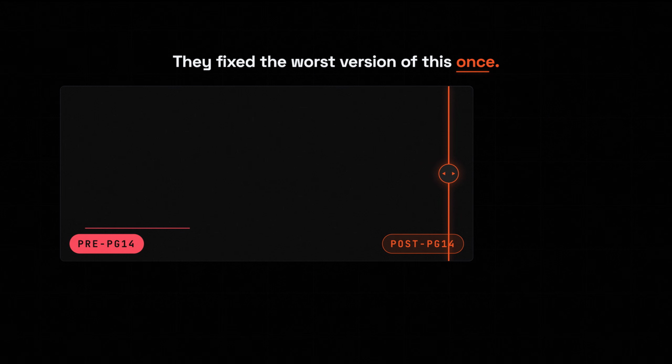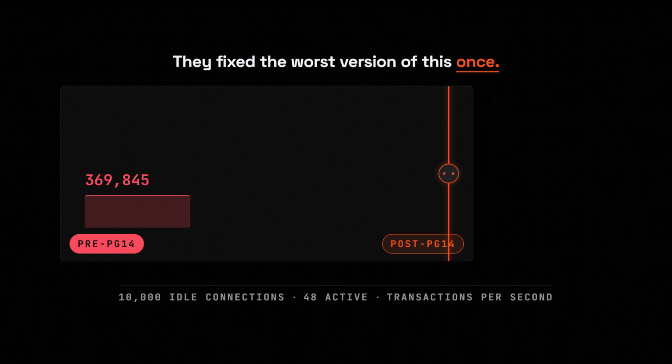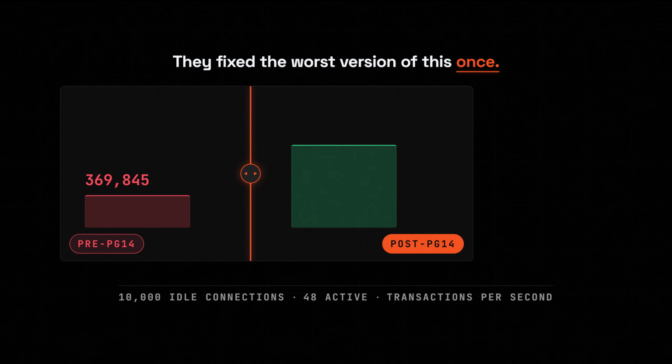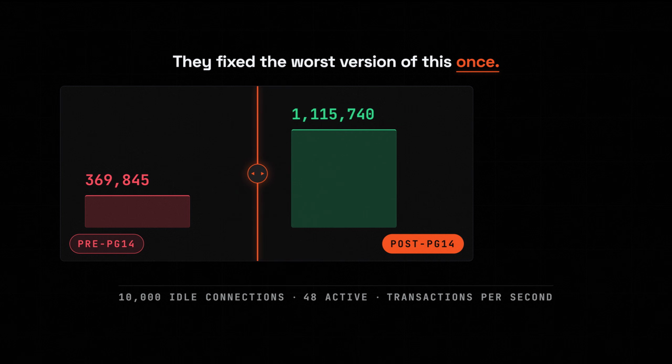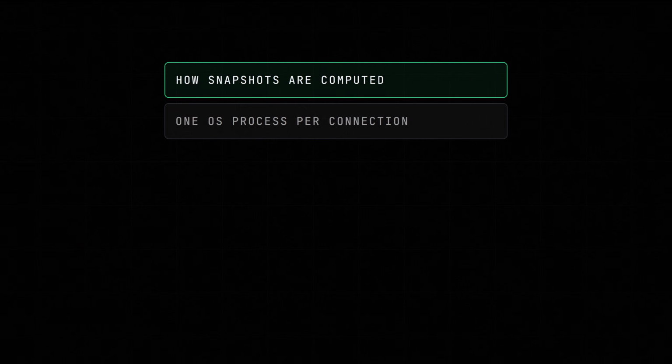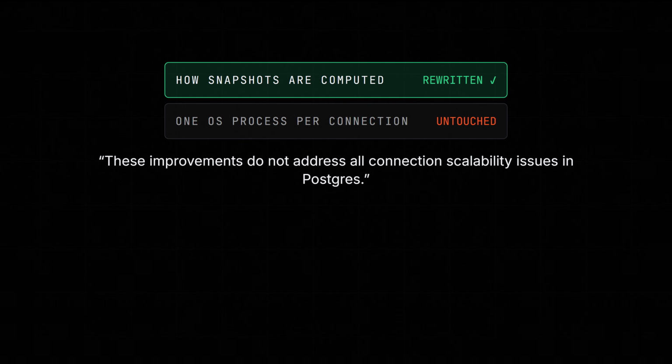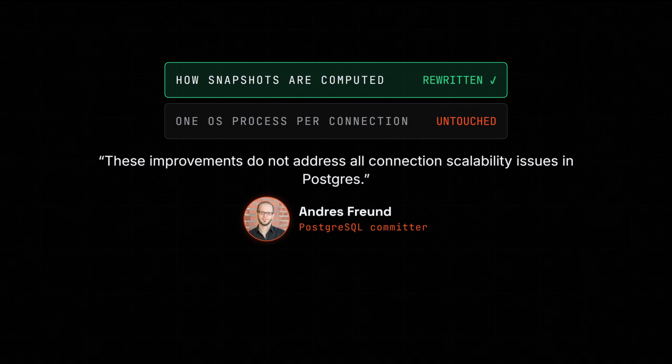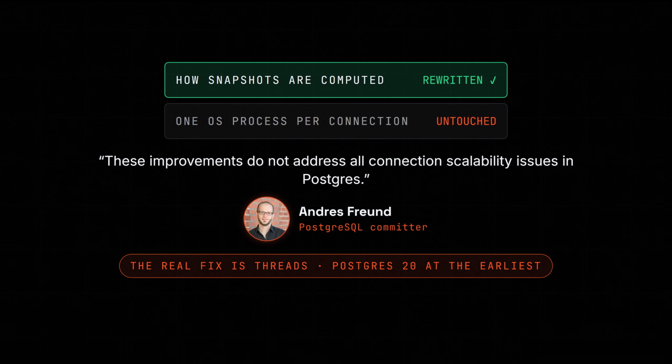To be fair, they fixed the worst version of this once. Freund's snapshot rework in Postgres 14 took a server carrying 10,000 idle connections from 370,000 transactions a second up to 1.1 million. The idle penalty was essentially erased, but that fixed how snapshots are computed. It did not touch the process. His own conclusion, in his own words: these improvements do not address all connection scalability issues in Postgres. The real fix is threads instead of processes, and that work targets Postgres 20 at the earliest.